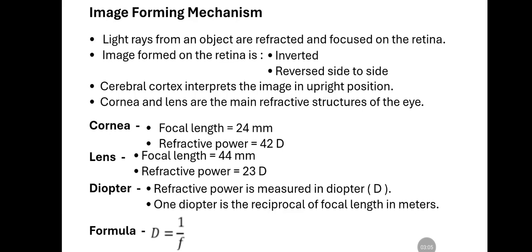Dioptre. Refractive power is measured in dioptres. One dioptre is the reciprocal of focal length in meters. Formula: dioptre is equal to 1 by focal length.